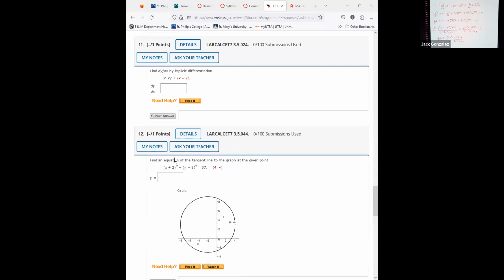So they want us to find the equation of the tangent line. That means you need dy/dx. Solve for it, and then you plug in this point. That would give you the slope. Then use the point-slope formula to find the equation of the line. So this is stuff that we did at the beginning of chapter 3. It's just that we're doing it on a more difficult derivative.